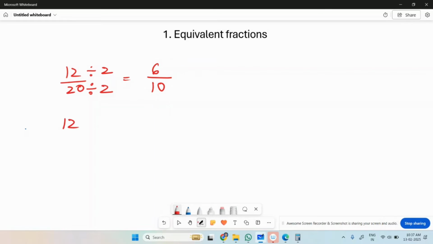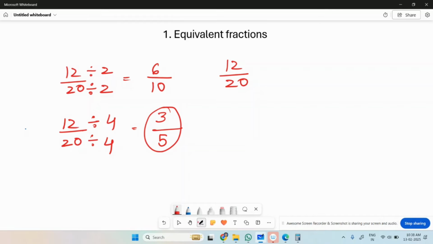The same way, we will divide with one more number. Both numerator and denominator are in the 4 times table. So 12 divided by 4 is 3, 20 divided by 4 is 5. So 3 upon 5 is also an equivalent fraction for 12 upon 20. So the equivalent fractions of 12 upon 20 are 6 upon 10 and 3 upon 5. Okay. This is one way to find equivalent fractions.